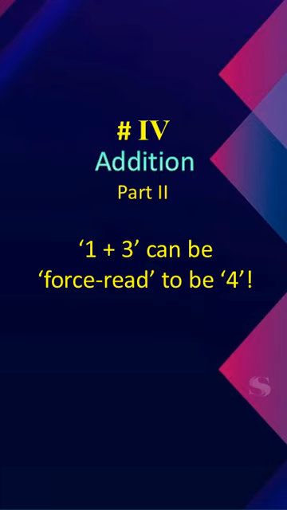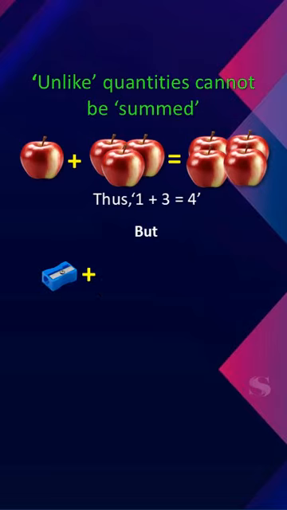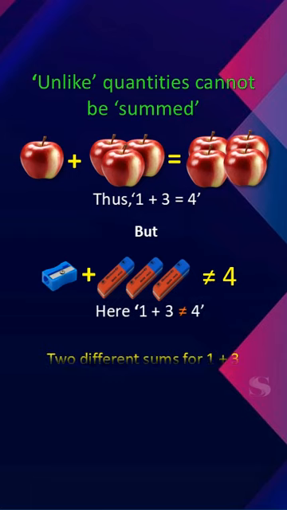In the first reel, we realized that 1 plus 3 may or may not be 4. In this reel, we will discover how there is always a way to add, to make 1 plus 3 as 4 something. The first reel did leave a clue. Unlike quantities, such as sharpeners and erasers, cannot be added to be expressed as one quantity of something. And like things are easily added. But whatever, it is odd.